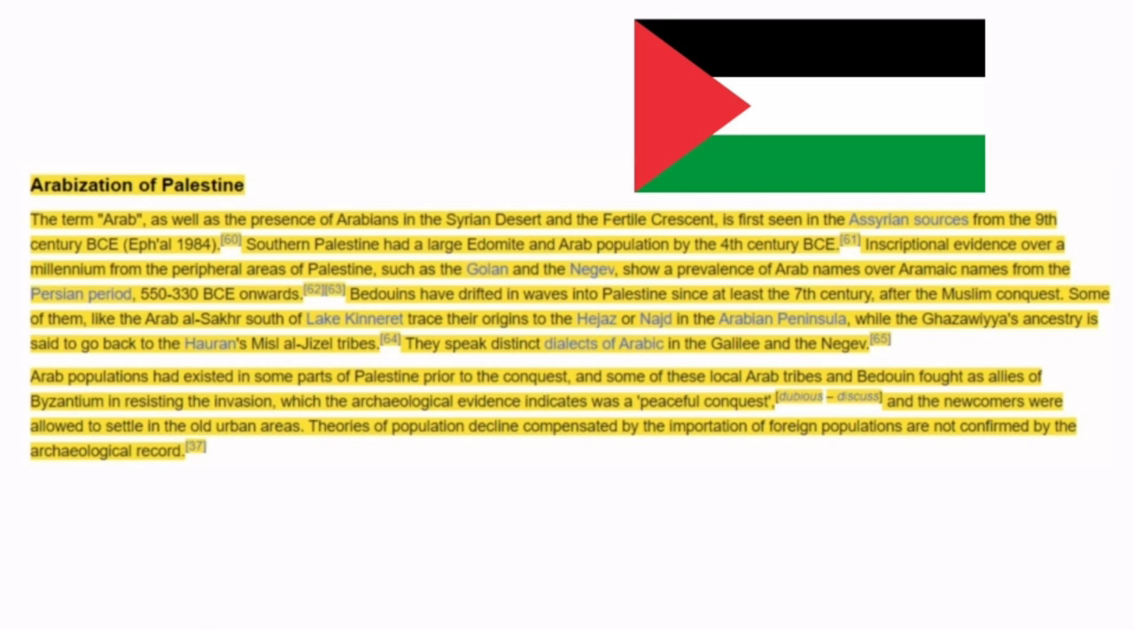Misr al-Jazel tribes speak distinct dialects of Arabic in the Galilee and the Negev, which means that the people in Palestine speak different dialects of Arabic, and that can determine exactly where these different Arabic-speaking groups originated from. Arab populations had existed in some parts of Palestine prior to the Arab conquest of Palestine, Israel. Arabs lived in that area before the Muslim conquest.